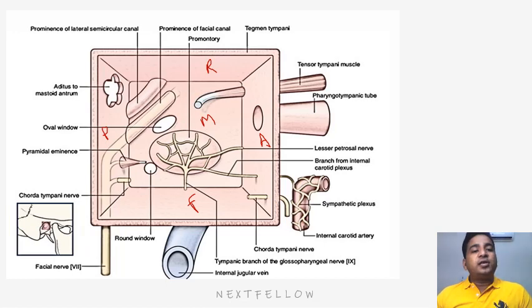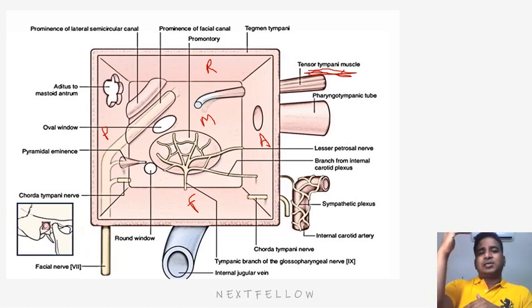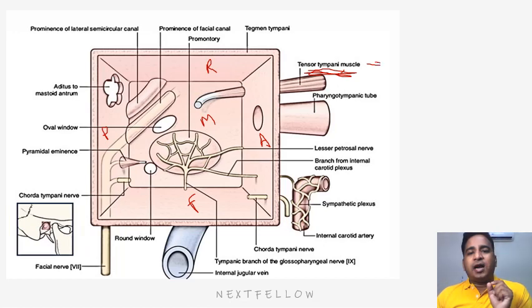Look at the roof. What is the roof? The roof is separating from the dura mater of the middle cranial fossa. So this is my roof of the middle ear. Now comes the anterior wall. Look at the anterior wall. Above, there is a canal for the tensor tympani muscle. We are talking about the anterior wall, so we will start from the top, then go down. So superiorly, it is the canal for the tensor tympani muscle, and this tensor tympani muscle is attached to the malleus bone.